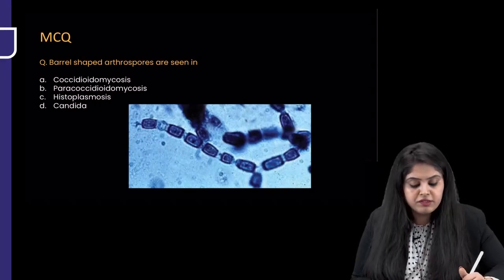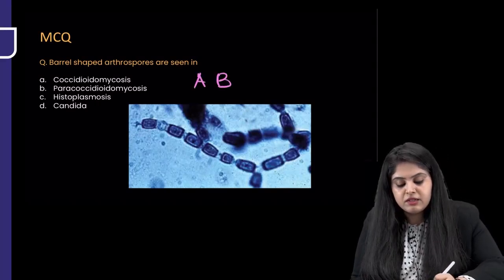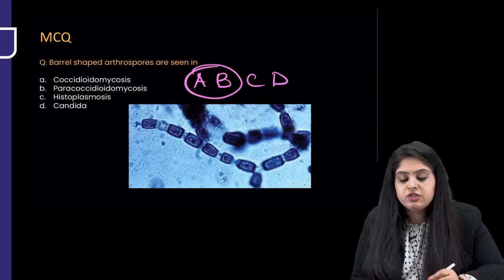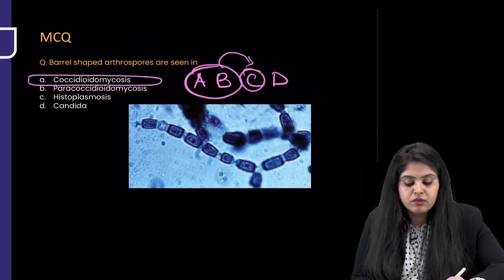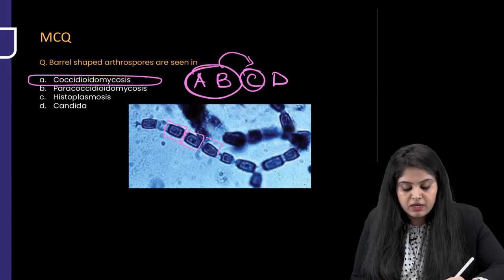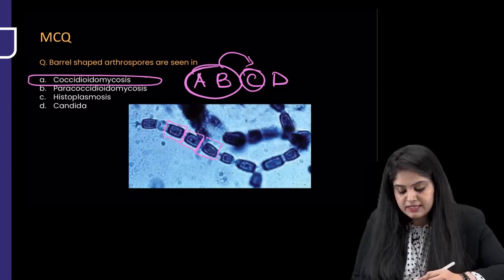Barrel-shaped arthrospores are seen where? So I can very well see that there is a mnemonic called ABCD. Barrel-shaped arthrospores are seen in the desert rheumatism or coccidioidomycosis. You can see the barrel-shaped out here. Very, very simple to identify.